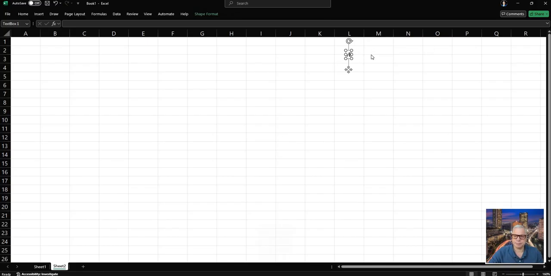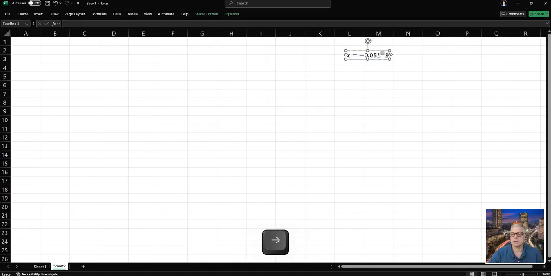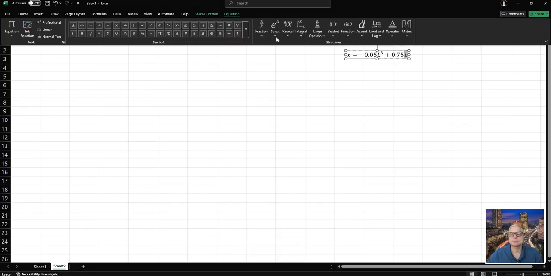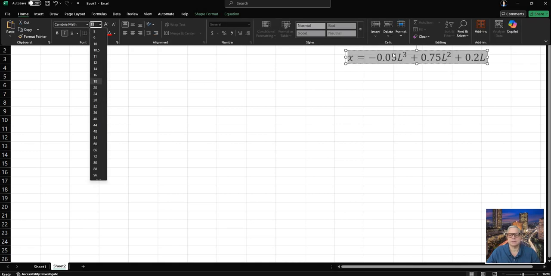So the production function was x equals negative 0.05 times L cubed, and then plus 0.75 L squared, plus 0.2 L. So this function here, maybe we can make it a little bit bigger, this should give us the S-shaped production function.